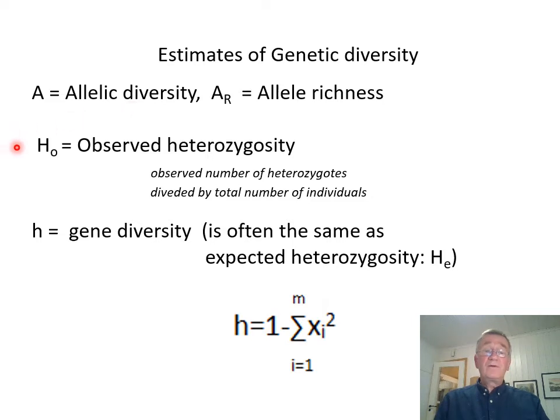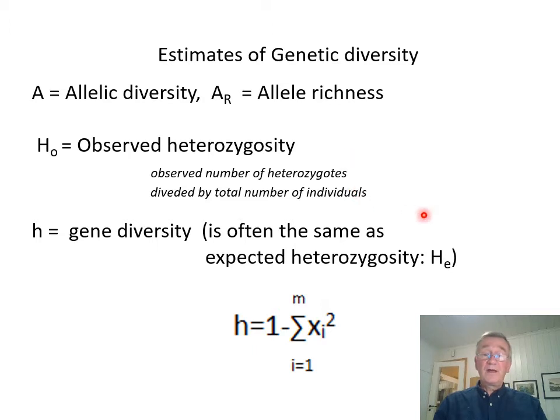A different way of looking at genetic diversity is what we call the observed heterozygosity. Observed heterozygosity is we count the number of heterozygotes that we find and divide it by the total number of individuals. That will give you a number describing the observed heterozygosity. How many individuals out of the total are heterozygous?